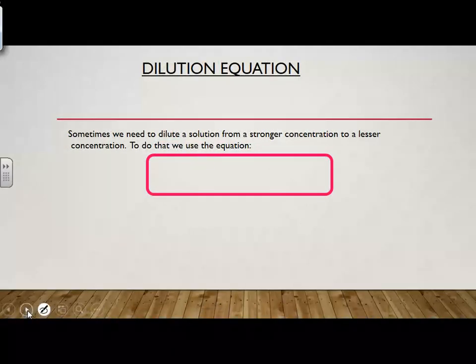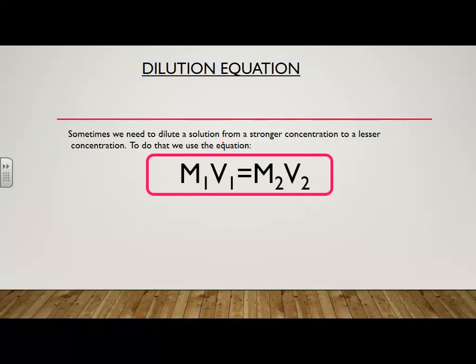The equation looks like this. M1 times V1 equals M2 times V2, where M1 is the molarity of the initial stock solution and V1 is the volume of that stock solution you would want to use. And then M2 would be the new concentration that you're trying to dilute it to, and then the volume of the final solution, V2.